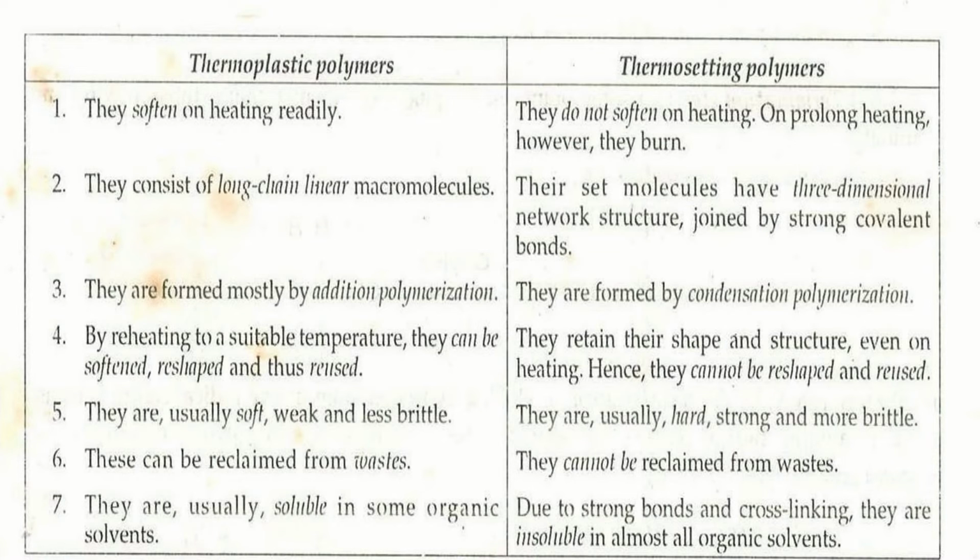Thermoplastic polymers are usually soft, weak and less brittle, but thermosetting polymers are usually hard, strong and more brittle. Thermoplastics can be reclaimed or reused from waste, but thermosetting polymers cannot be reclaimed from waste. Thermoplastic polymers are usually soluble in some organic solvents like benzene and chloroform, but thermosetting polymers are chemically inert and cannot be dissolved in organic solvents like benzene and chloroform.